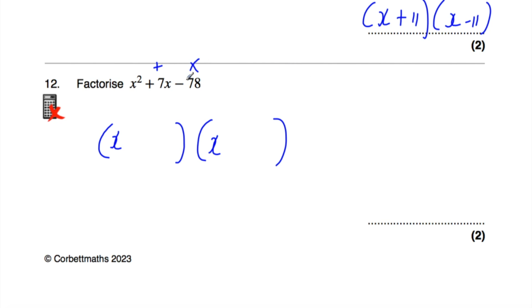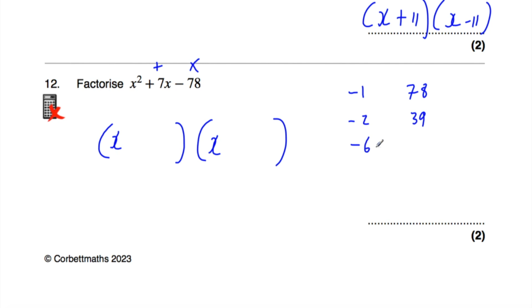So let's think of things that times together to be negative 78. Let's start off with negative 1 and 78. They will multiply together to give us negative 78, but they will add together to give us 77. So those two won't work. Let's try some other numbers. So let's try negative 2 and 39. Negative 2 times 39 would be negative 78, but they will add together to be 37. So a bit closer, but not the 7 that we want.